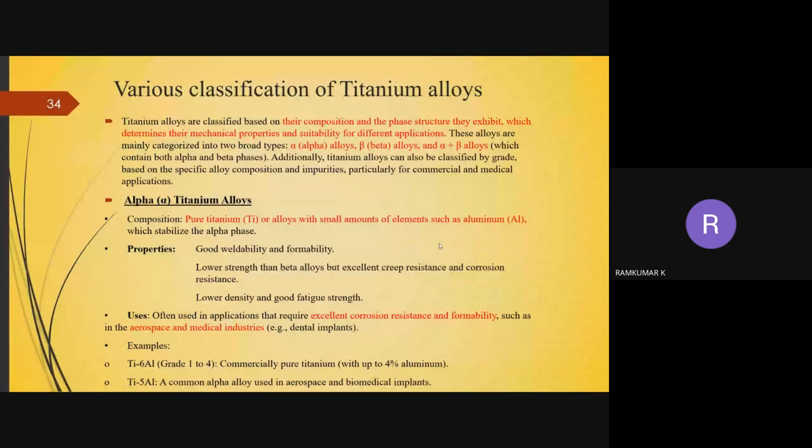In alpha alloys, titanium is the major component, with small amounts of aluminum. The properties are good weldability and formability. It has lower strength than beta alloys, but excellent creep resistance and corrosion resistance. It has a lower density and good fatigue strength. It has more applications in aerospace and medical industries, for example dental implants and aerospace. Nowadays, turbines and all use titanium.